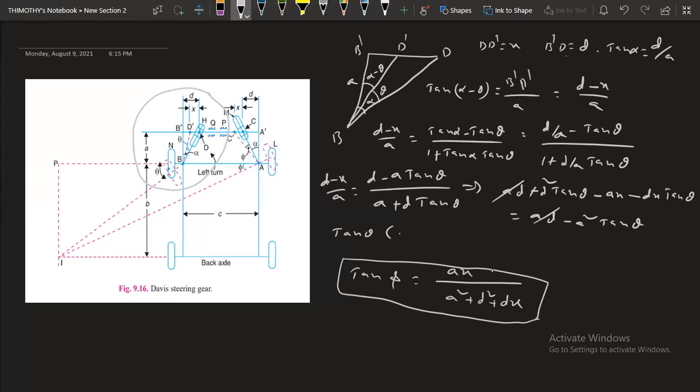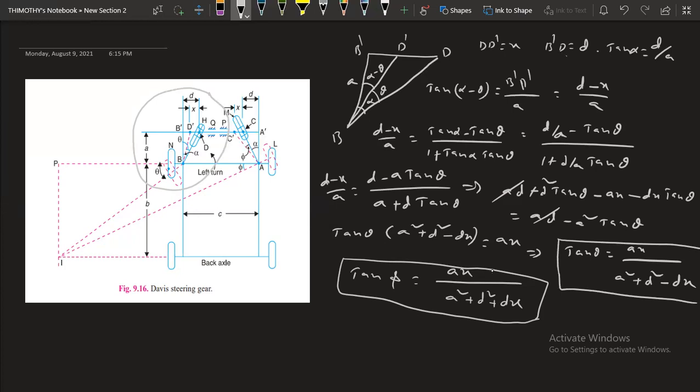Now if I take tan theta common, then I'll get here D square and here minus A square, on this side plus A square. So A square plus D square minus DX is equal to plus AX. So from this, I'll get tan theta is equal to AX by A square plus D square minus DX. This is the final relation for tan theta.